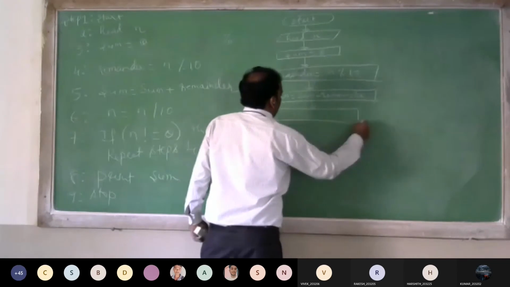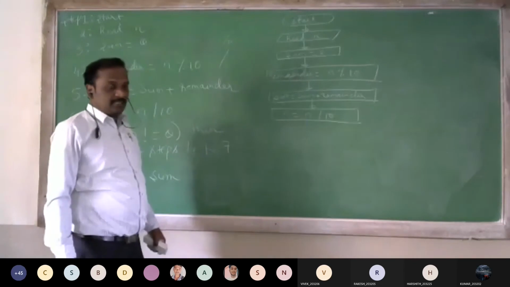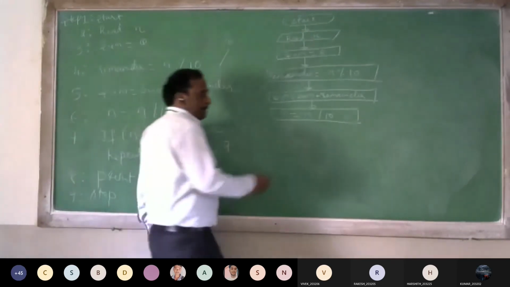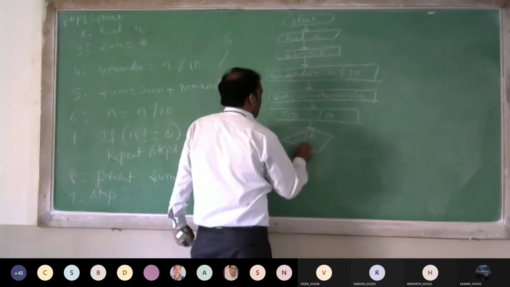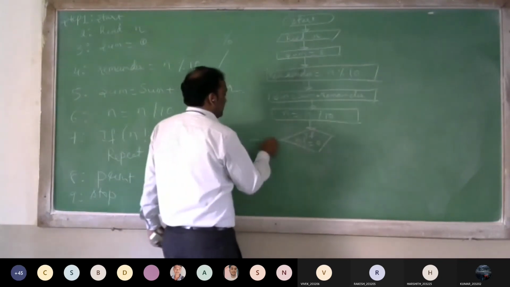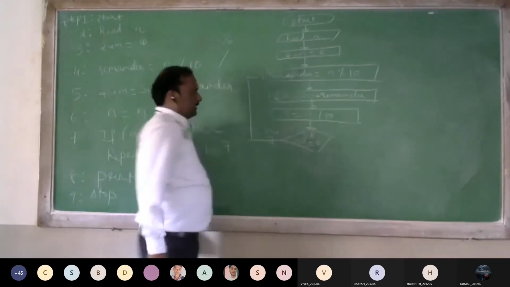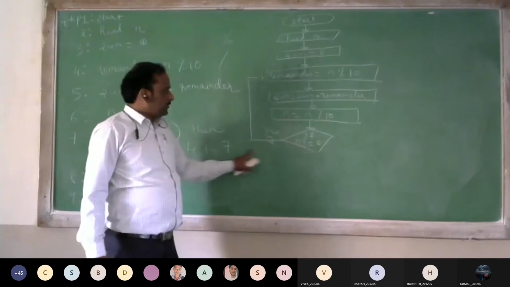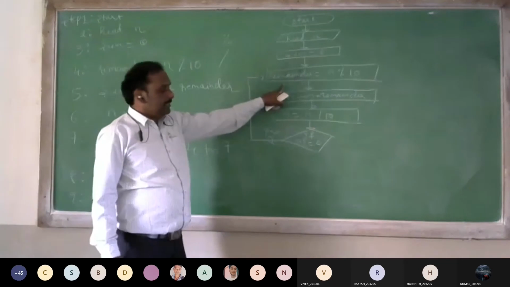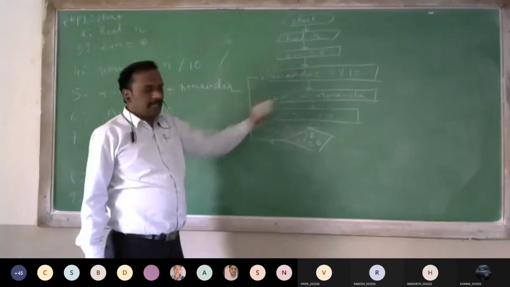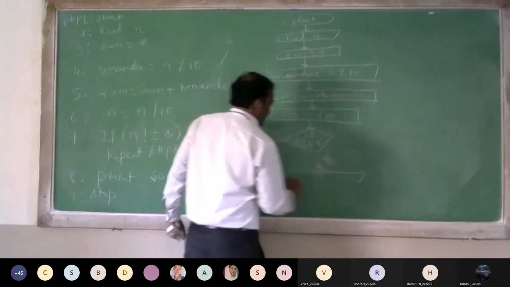Then you decrease the value of n. N is equal to n divided by 10. This is called division. Now check: if n is not equal to 0, yes means you repeat this step. Get the remainder, add that remainder, divide the number. If it is not equal to 0, yes, get the remainder, add that remainder, divide. If it is equal, then our sum will be containing the sum of digits. No means print sum.